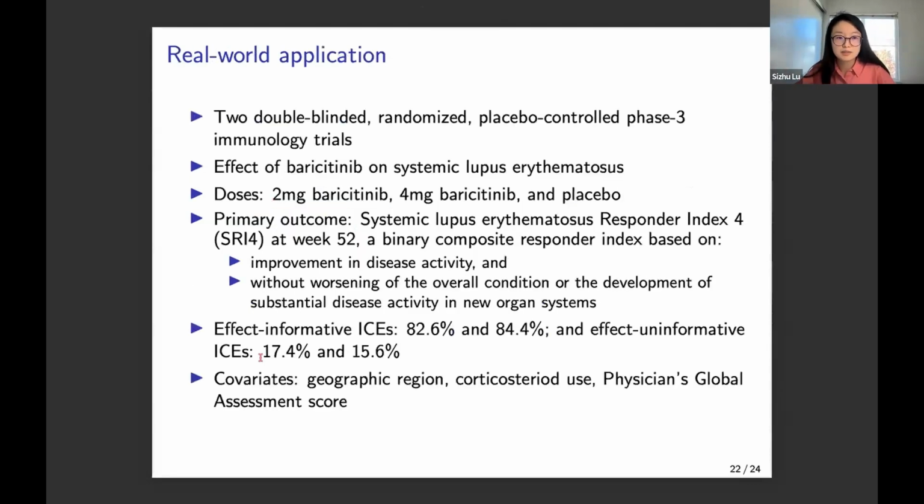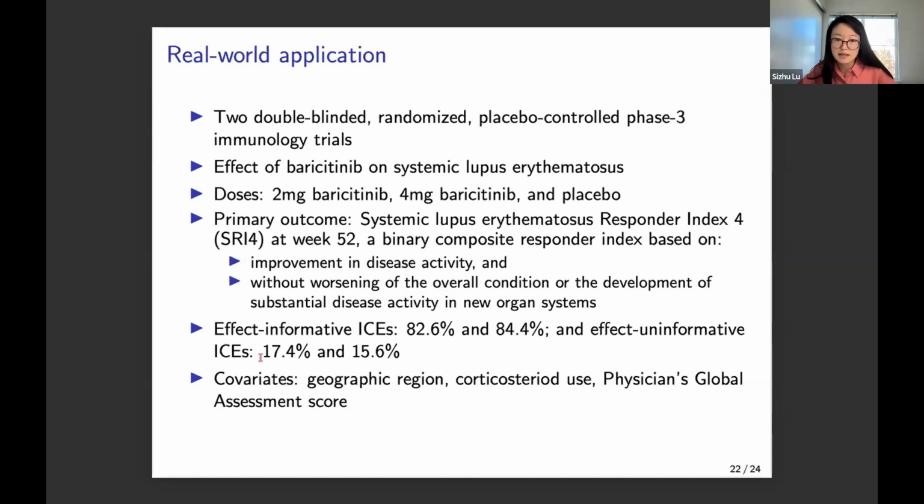So now I'll go back to the motivating example to talk about the real world application. Again, these are two double-blinded, randomized, placebo-controlled phase 3 immunology trials. The trials are trying to learn the effect of baricitinib on systemic lupus erythematosus. There are three treatment arms in both trials: two different doses of the treatment and one placebo arm.